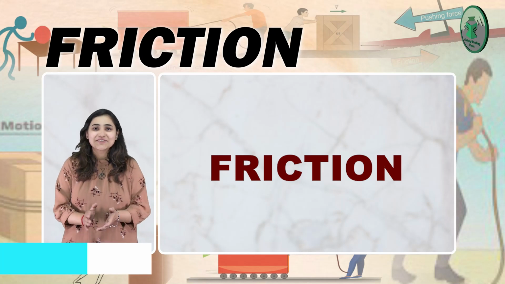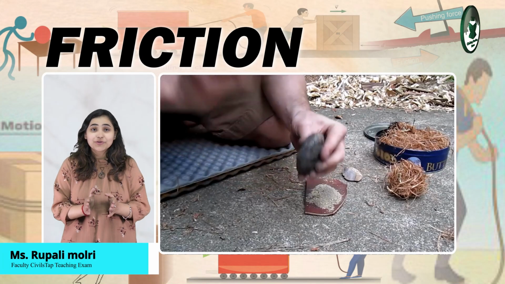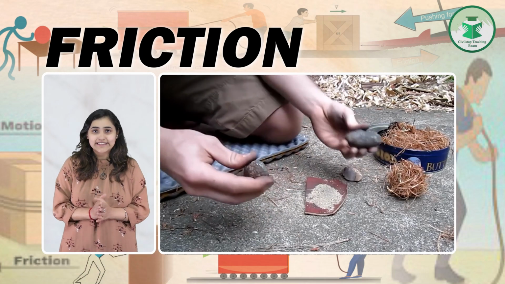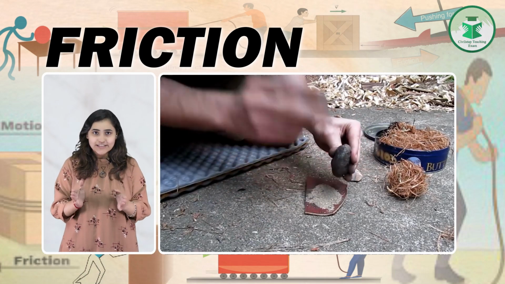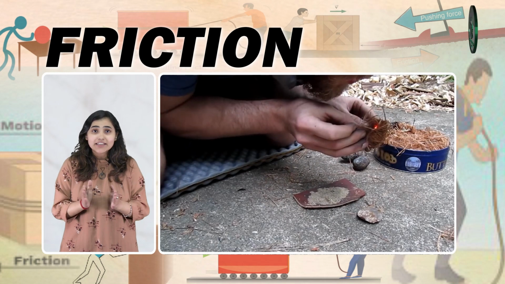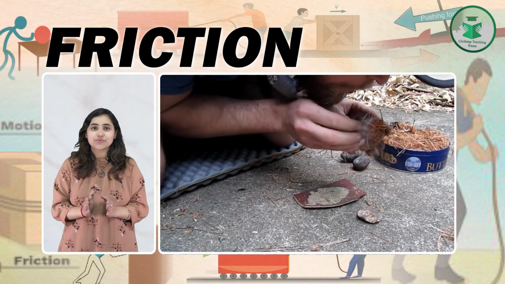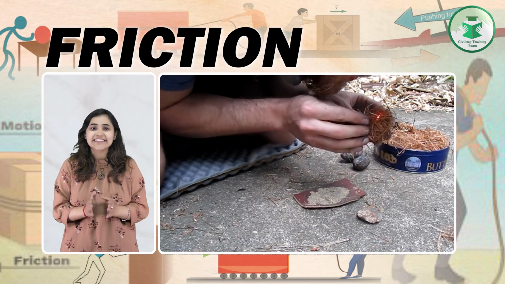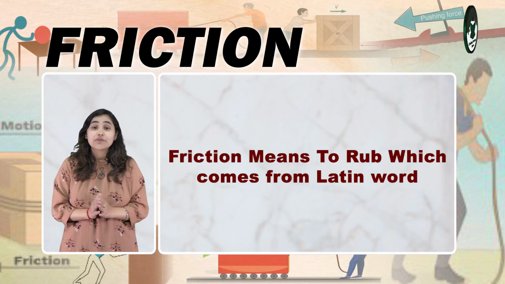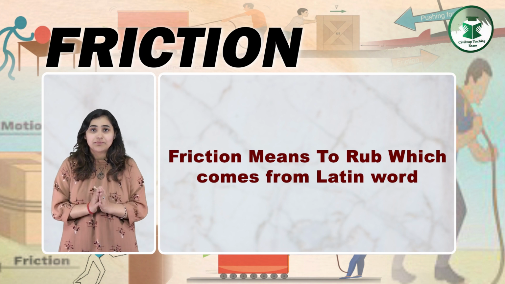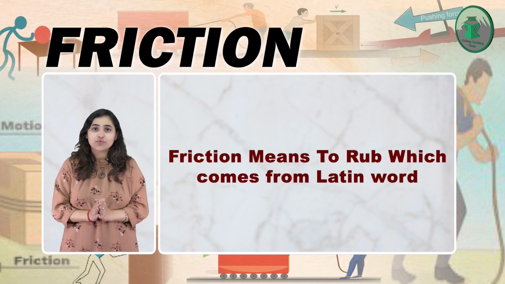Hello students, today we will learn about friction. You know, early man discovered fire accidentally when they rubbed two flint stones with each other, and while doing so, sparks were ignited. This is because the friction between the two surfaces of the stones created sparks. Thus, friction means to rub, which comes from the Latin word.